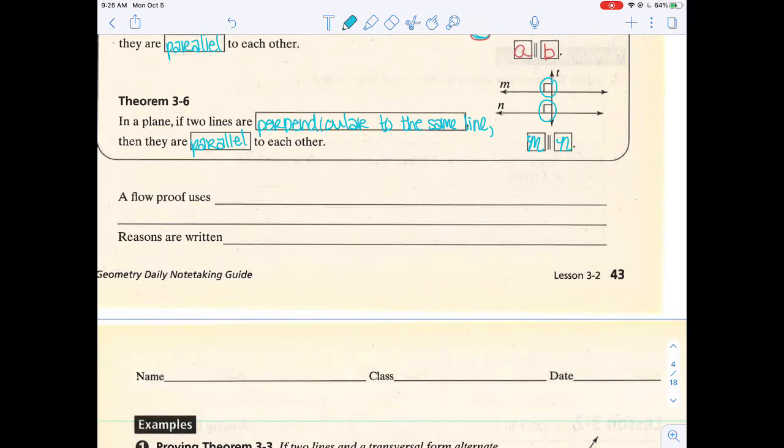Okay, couple vocabulary words here. A flow proof uses arrows to show the logical connection between statements. Kind of like a flow chart uses arrows to show you what to do. A flow proof uses arrows to show you how it connects. All right, and reasons are written below the statements in these flow proofs.